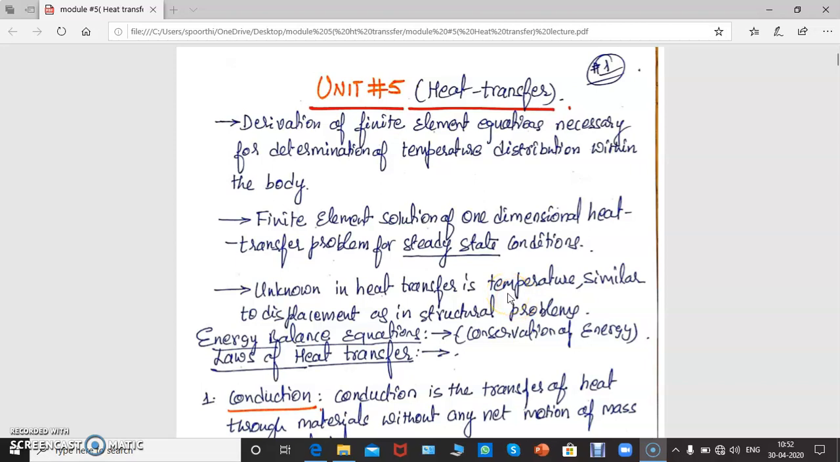Module 5 is heat transfer. Now, this is a very important module from the point of view of engineering analysis, because engineering analysis gives a lot of importance to heat transfer, that is temperature distribution in any component or any system.